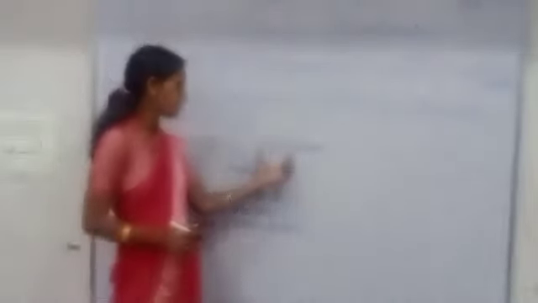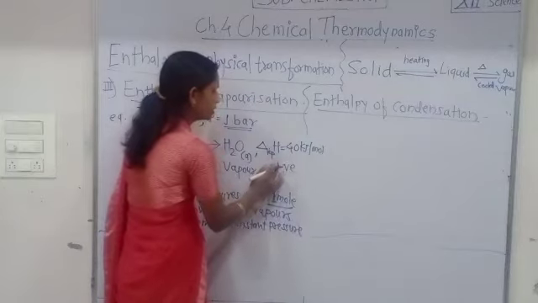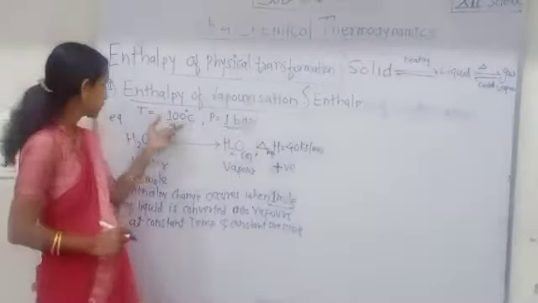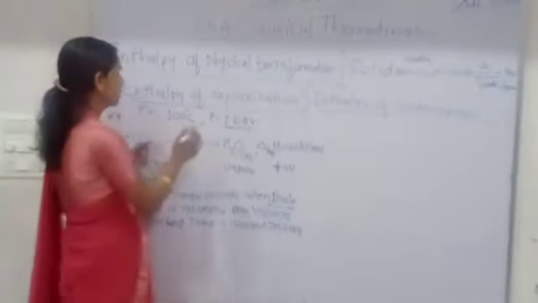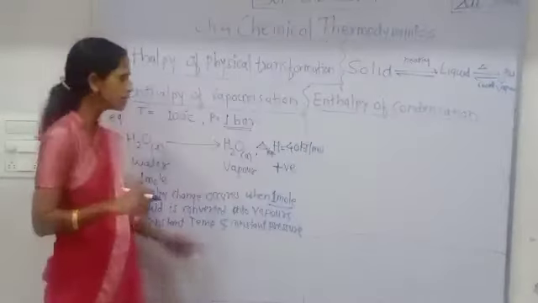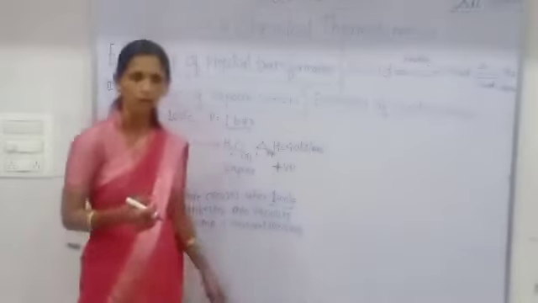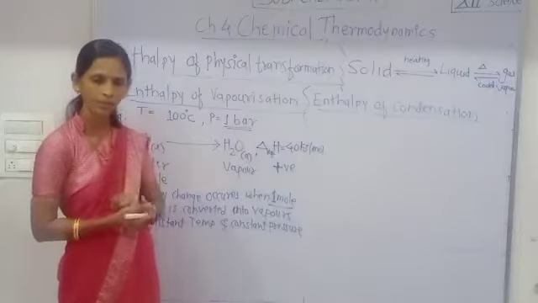Here the enthalpy of vaporization is positive. That means it is an endothermic process at 100 degree Celsius. The enthalpy of vaporization of water may be different if this process takes place at a different temperature. If it takes place at 0 degree Celsius, then it may be different from 40 kilojoule per mole. But the process should take place at constant temperature and constant pressure.